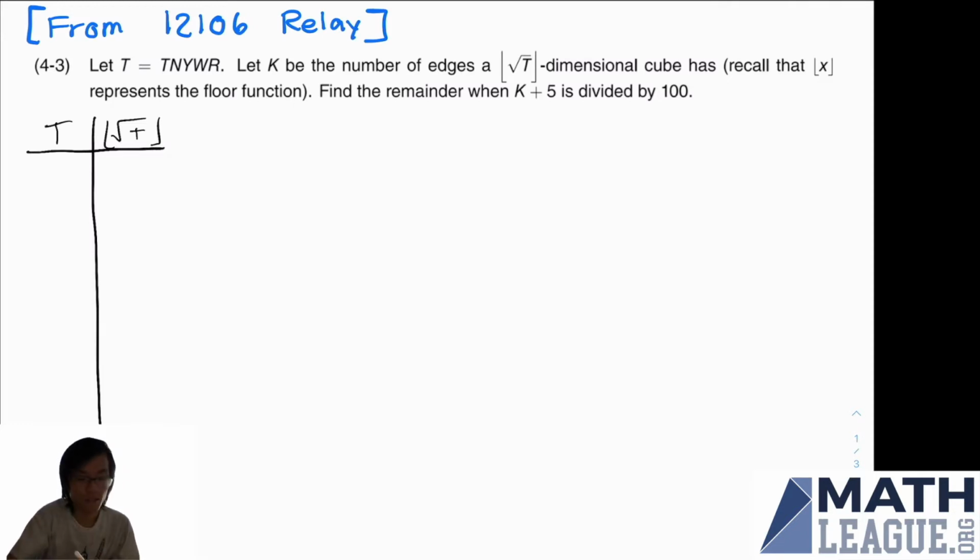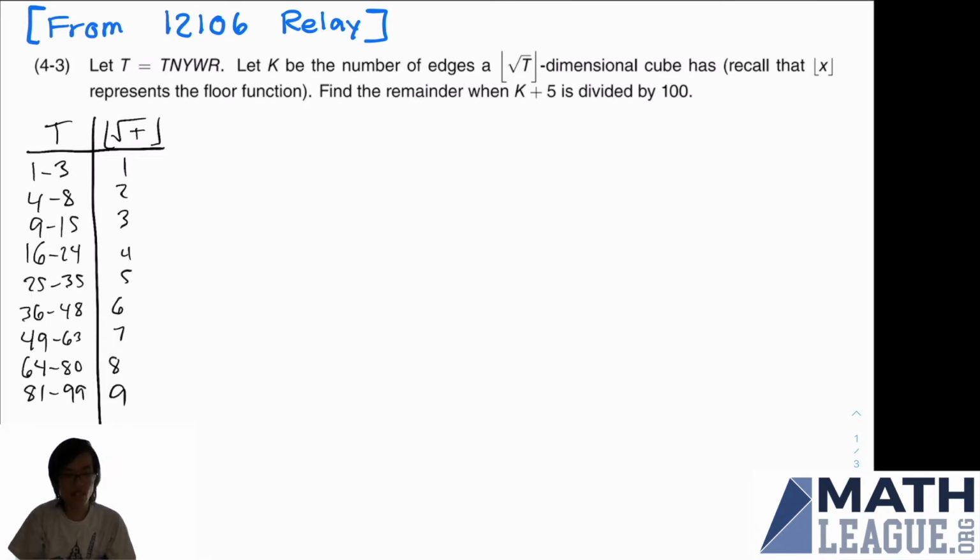So 1, 2, 3 is going to be 1, 4 to 8 is going to be 2, 9 to 15 is going to be 3, and you get the idea. Oh, and since t is only going to be a 2-digit integer, we don't have to worry about t going beyond 100. So yeah, that part's not that bad. Then you get your output and then find out the dimensions.